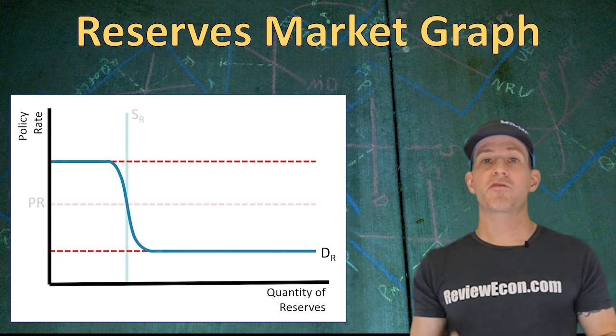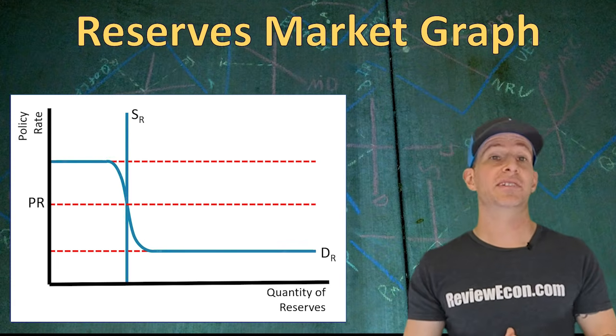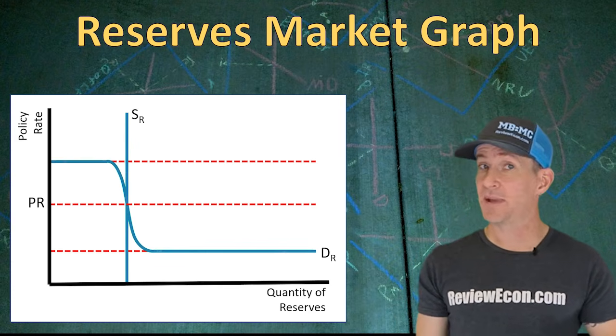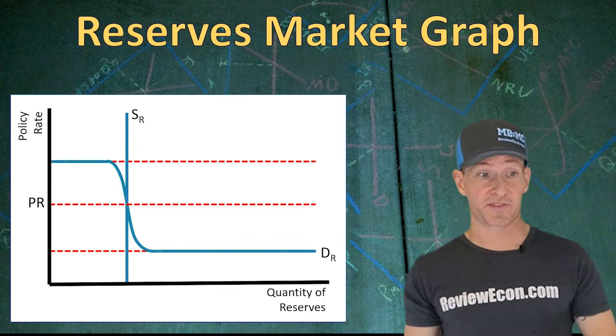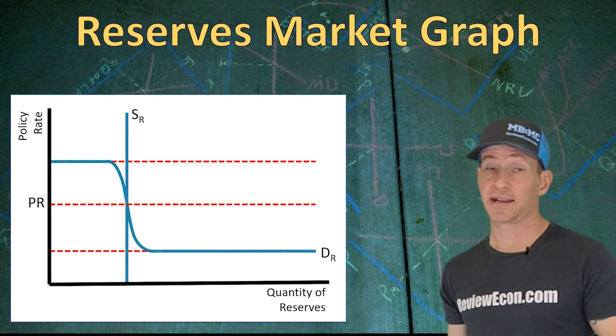When we throw in a supply of reserves curve on this graph, if that supply curve is intersecting the demand for reserves in the downward sloping portion, then this banking system has scarce reserves. But wherever that curve intersects the demand curve, that is where our policy rate is going to be found.